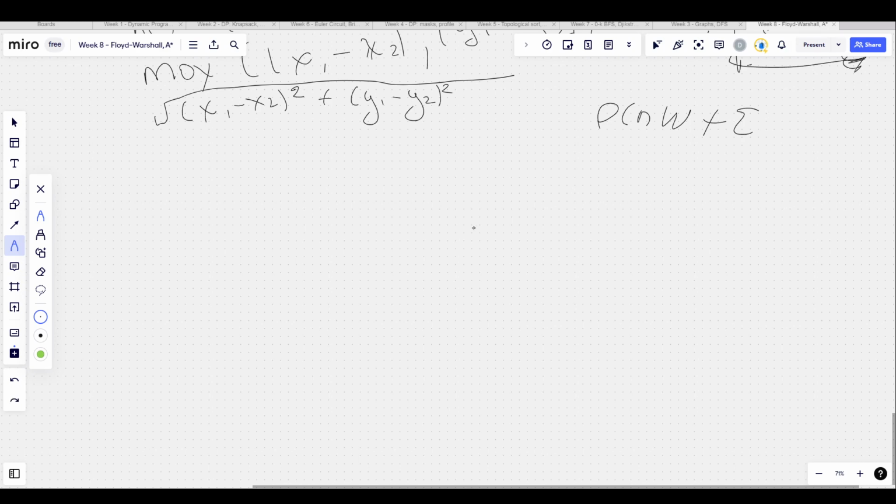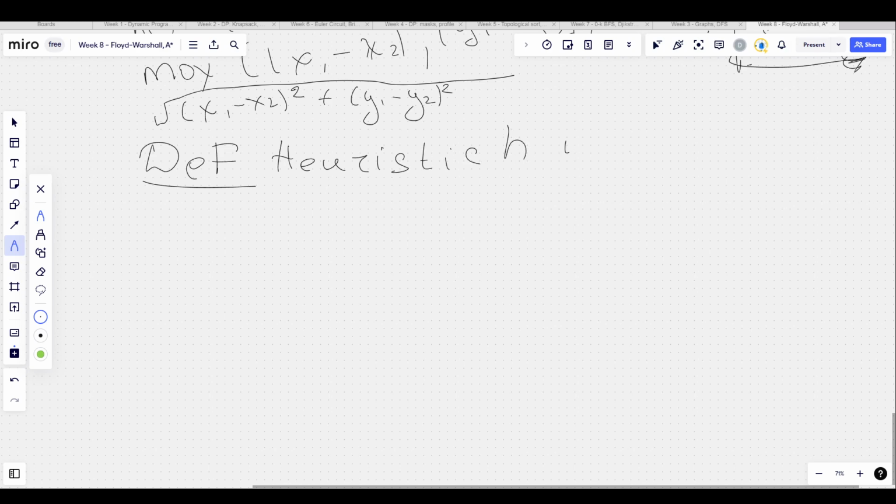Okay, let's create some definitions. Heuristic function h is admissible if h of v is less or equal than dist(v, t).